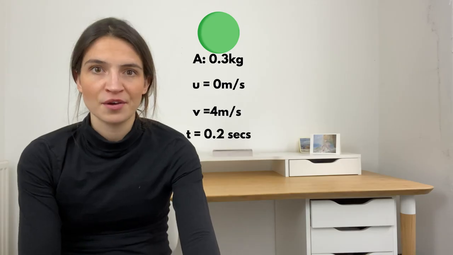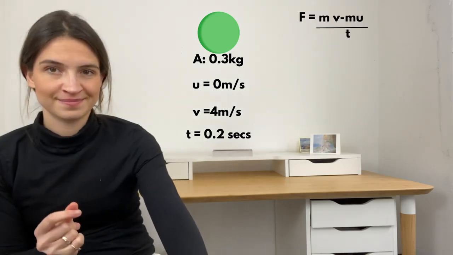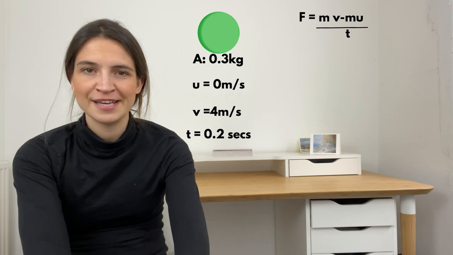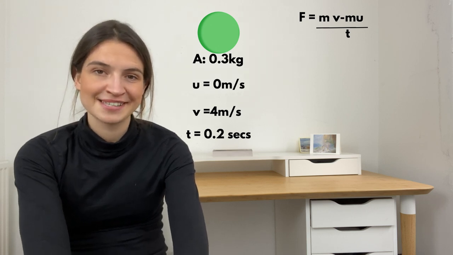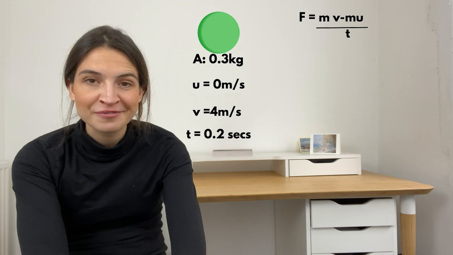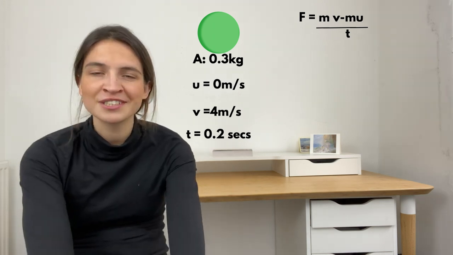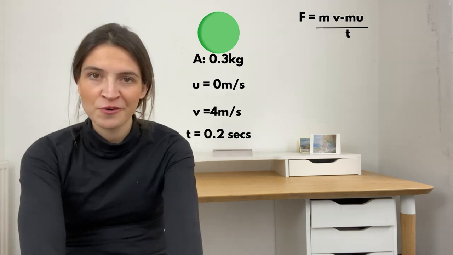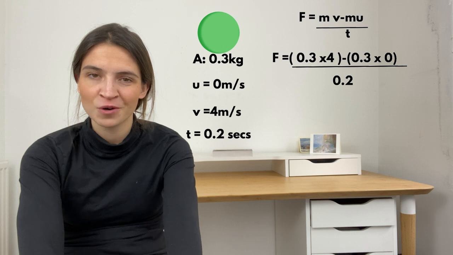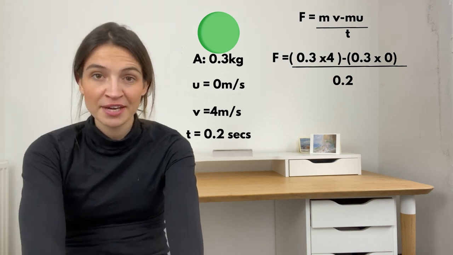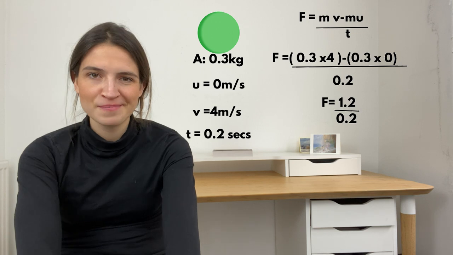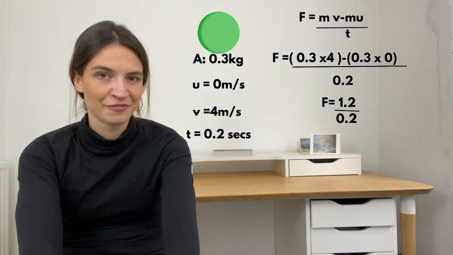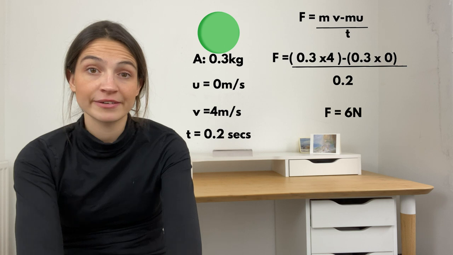Again, we need to be careful with direction. I am going to say that towards the right is positive. So, what was our equation for force? We have got force equals, our mass is 0.3, our final velocity v is 4, our initial velocity u is 0, and our time t was 0.2 seconds. So force equals 0.3 times 4 minus 0.3 times 0, divided by 0.2, which equals 1.2 minus 0, divided by 0.2, which equals 6 newtons.